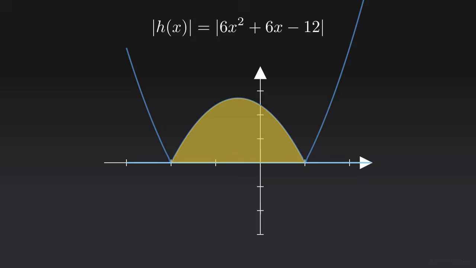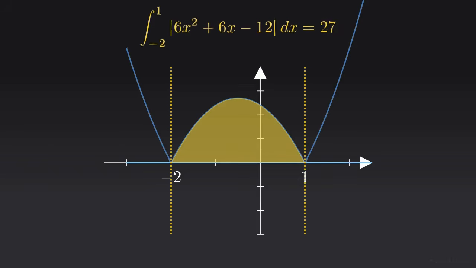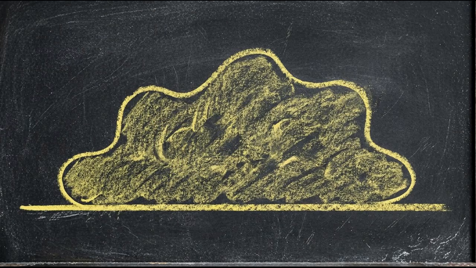By setting our functions equal to each other, we find our intersection points at x equals −2 and x equals 1. These become our limits of integration. Evaluating the integral of our difference function between those 2 points gives us an area of exactly 27. The difference function lets us box in any irregular shape by treating one boundary as a stable floor.